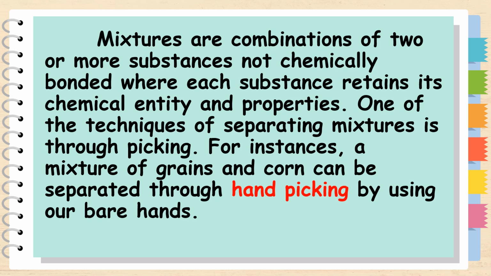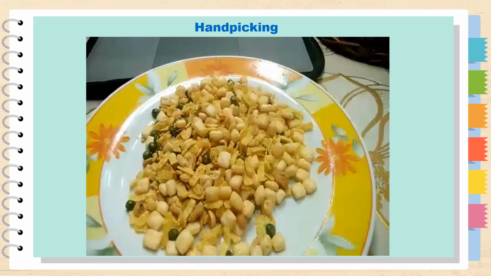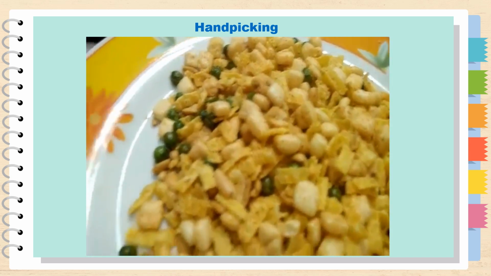Mixtures are combinations of two or more substances not chemically bonded, where each substance retains its chemical identity and properties. One of the techniques to separate a mixture is through hand picking. For instance, a mixture of grains and corns can be separated through hand picking by using our bare hands. One of the techniques in separating a mixture is hand picking.